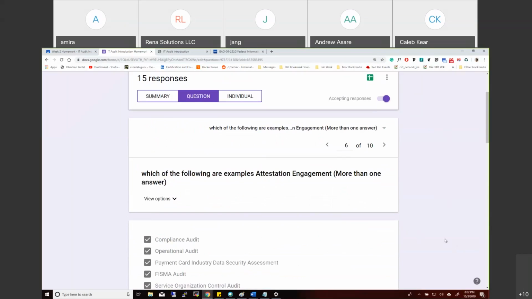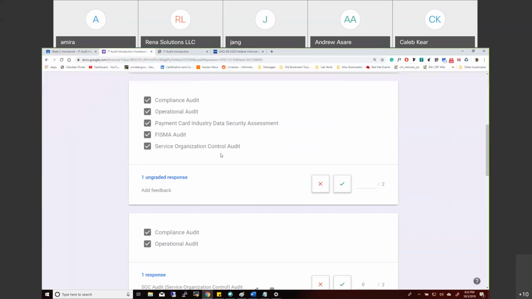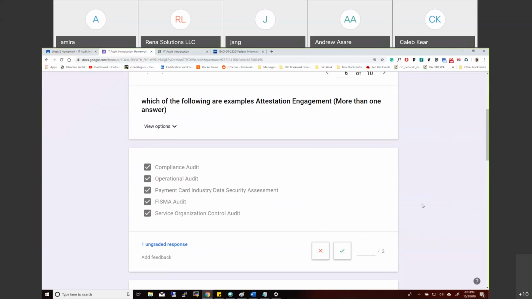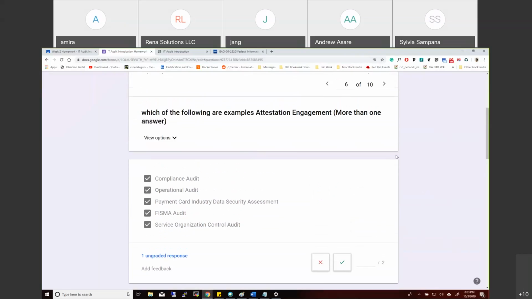Which of the following are examples of attestation engagement? Brittany, you want to take this one? It's probably away. I will do Sylvia. Sylvia, you want to answer this one? It's the Payment Card Industry Data Security Standard assessment and the Service Organization Control audit. Yep, that's right.